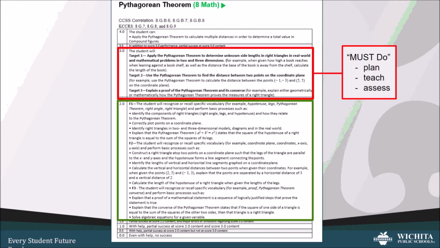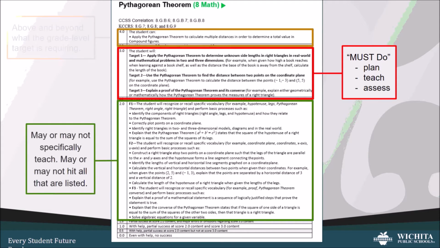Down below, we have our 2.0 foundational content. Something to make sure we're aware of is that this is not a checklist. I don't have to go through all of the bullet points on here before I can score them at a 3. These are things we may or may not specifically even teach. We may or may not hit on all that are listed. It really is tailored to what students need. If you have a certain student or a particular class that needs more foundational level material to build them up for a 3, that's okay. But remember, our focus is getting them taught to and assessed at that level 3 information.